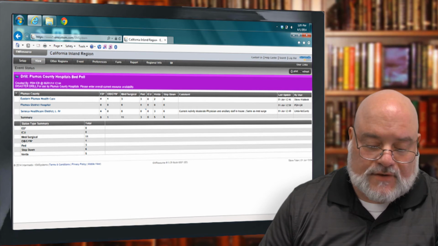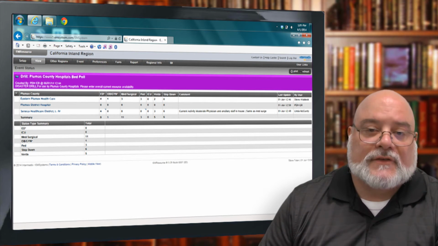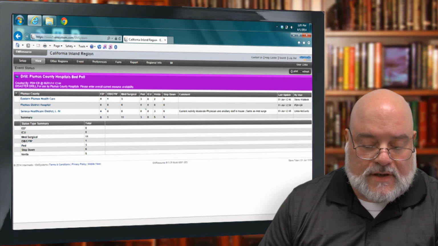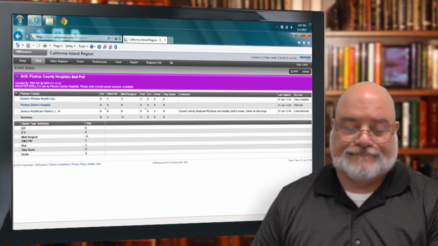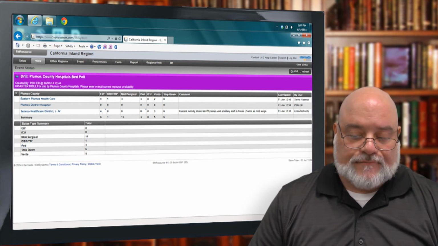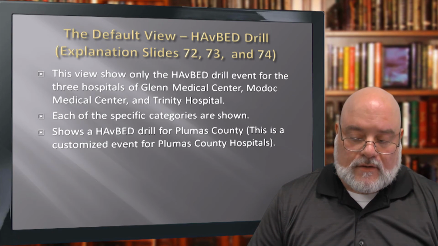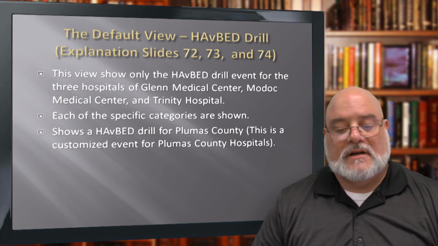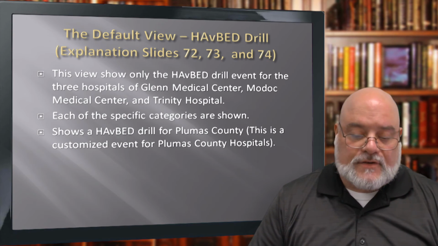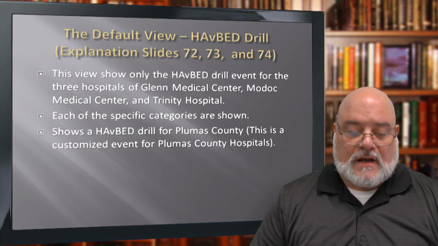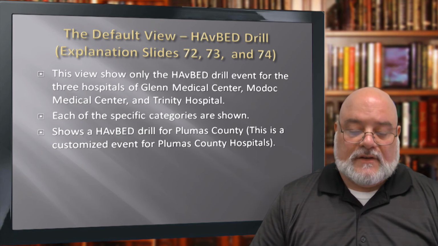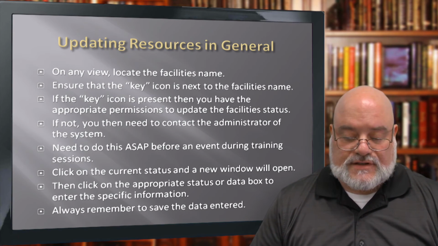And here the staff summary is everything summarized. In these 3 hospitals, there are 8 ED beds, no ICU beds, 11 med-surg beds, 1 OBGYN, 3 peds, 6 step-downs, and a total of 5 vents if they needed it. So this goes through those 3 slides. Again, only a HAVBED drill for the 3 hospitals of Glenn, Modoc, and Trinity. Each of these categories are shown, and then it shows a HAVBED drill for Plumas. This is a customizable event for Plumas. They customized it.